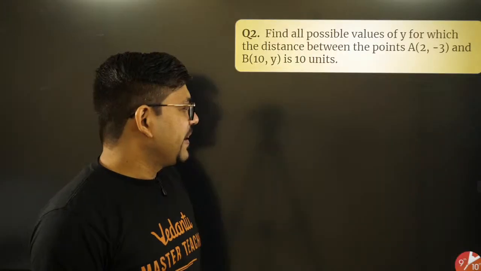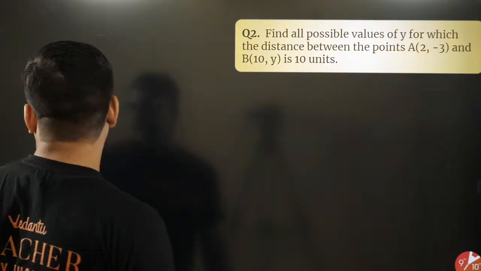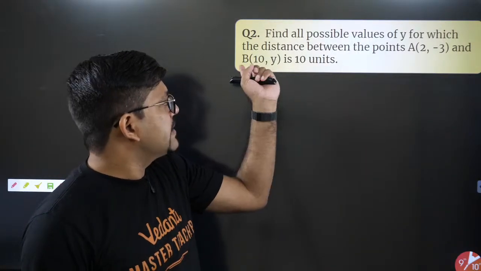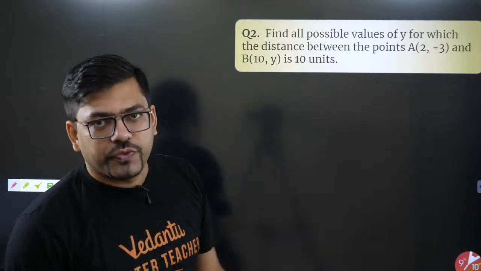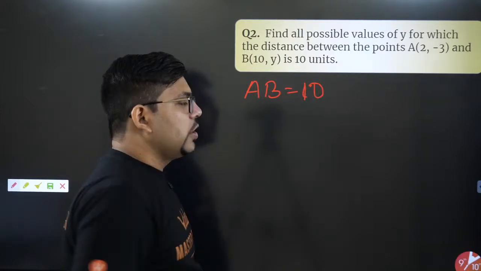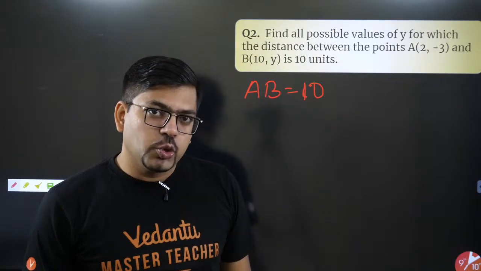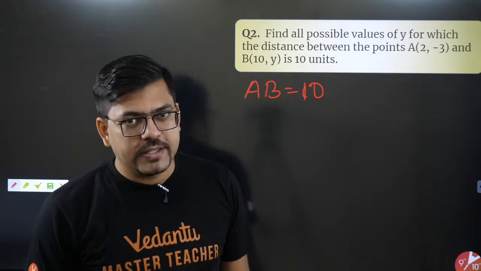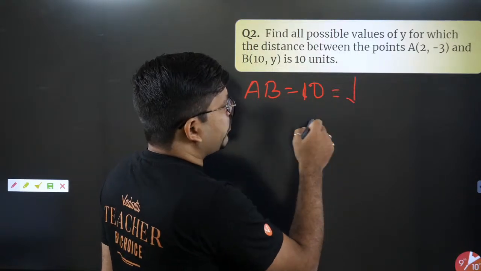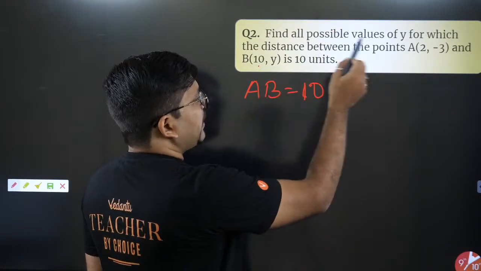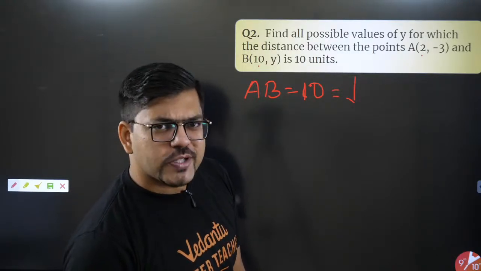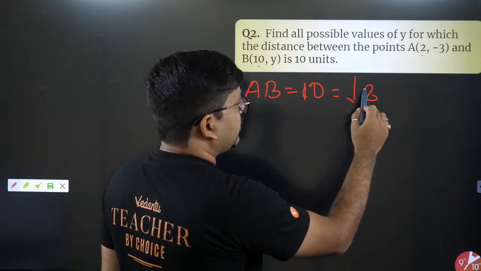Next question. This question says that we have to find all the possible values of y for which the distance between the points A and B is 10 units. The question is saying that the distance between A and B is 10. Can we find the distance of AB using the distance formula? The answer should be yes. So 10 is equal to root under x2 minus x1 whole square. 10 minus 2 is nothing but 8, so this is 8 square.